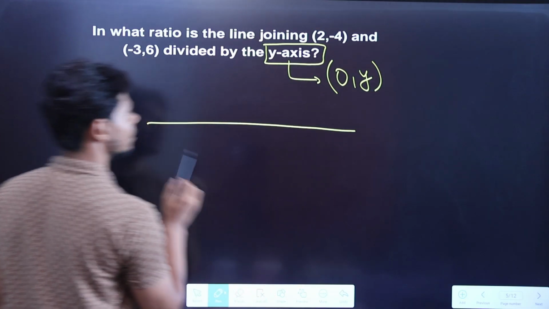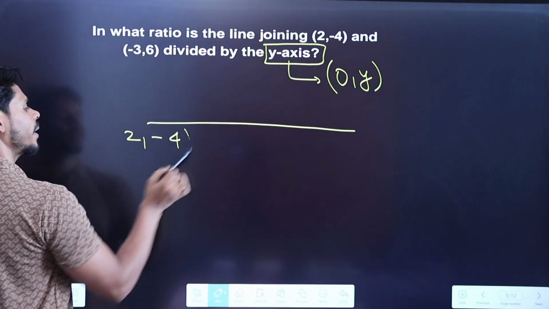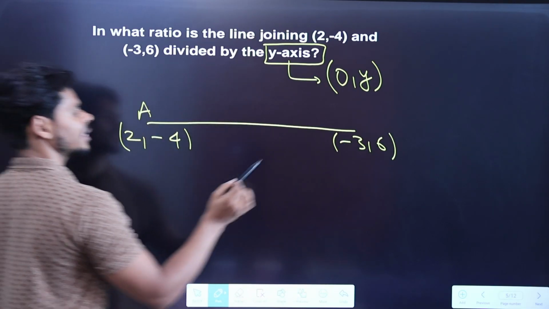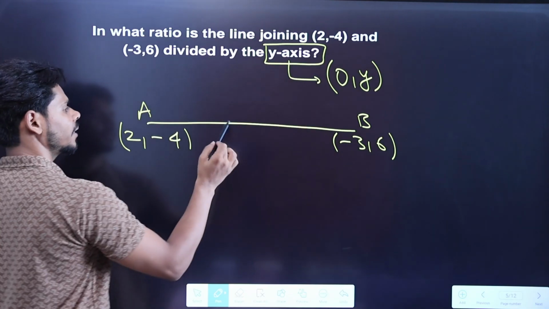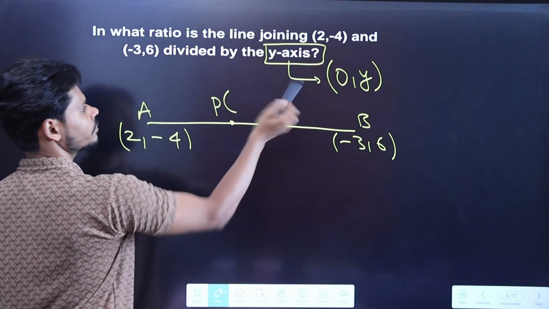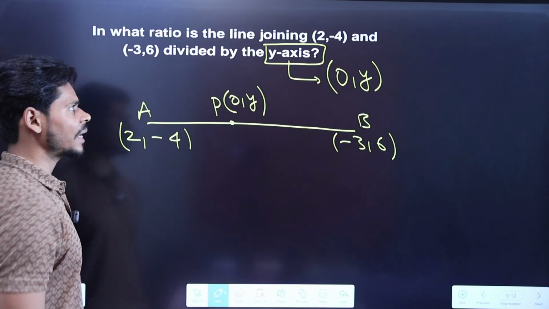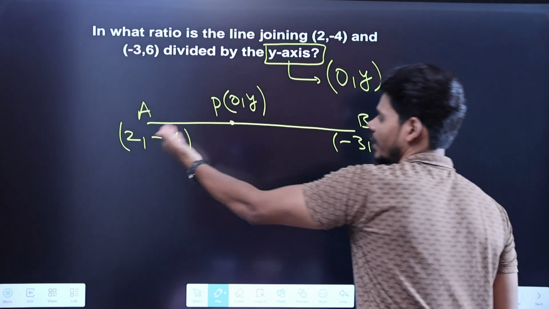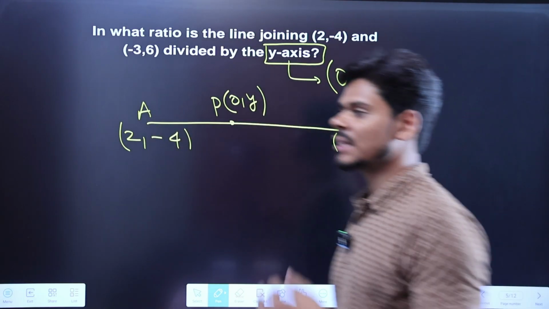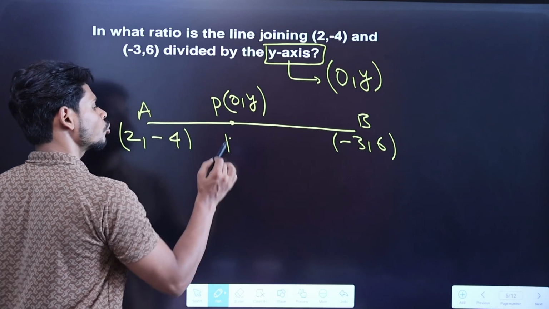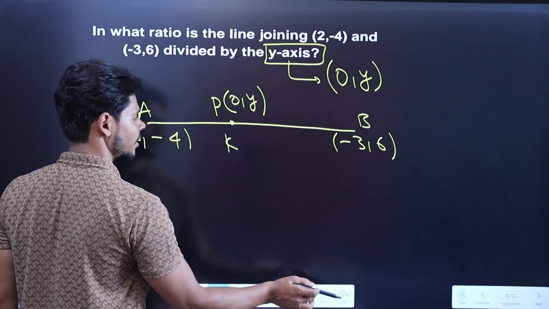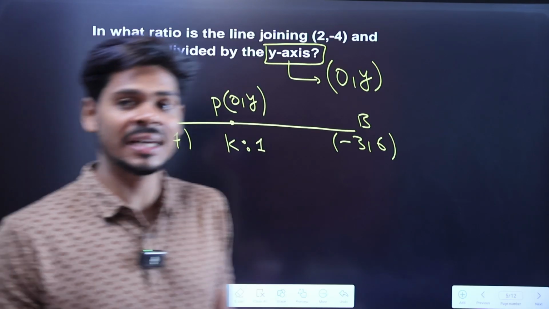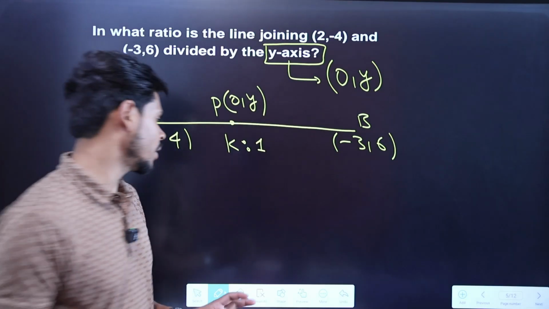So again, the line joining points are (2, -4) and another point (-3, 6). Let's say this point is A, this point is B, and there is another point which lies on the y-axis, which is (0, y). This time we have to find the ratio by which the y-axis divides the line AB. Let's say that ratio is k:1. I have already explained in the last session why we take k:1. Why didn't we take m1:m2? Already I have derived it.